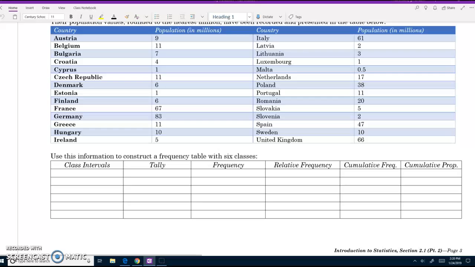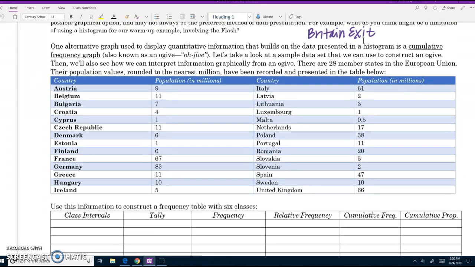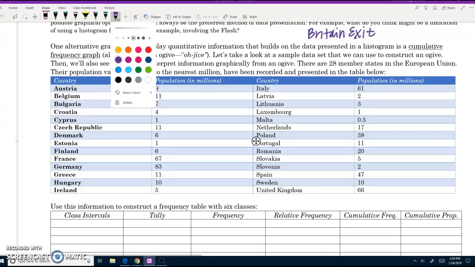So in class today, we left off talking about the European Union, and we had this table of values that included the population data for all 28 countries that are currently represented in the EU, or the European Union. So what we want to do here, you guys, is to set up a frequency table the exact same way that we've been doing so for all of our histogram work.